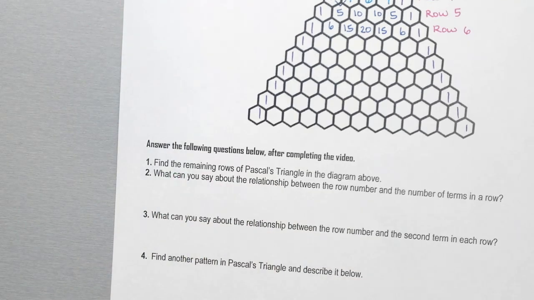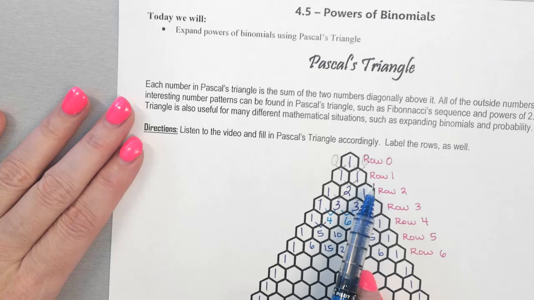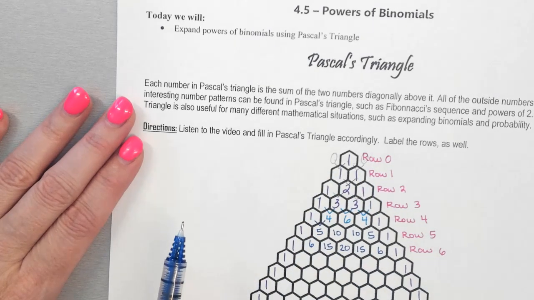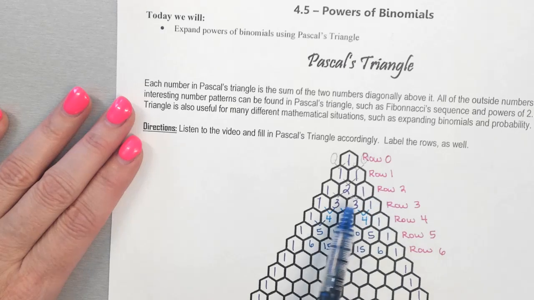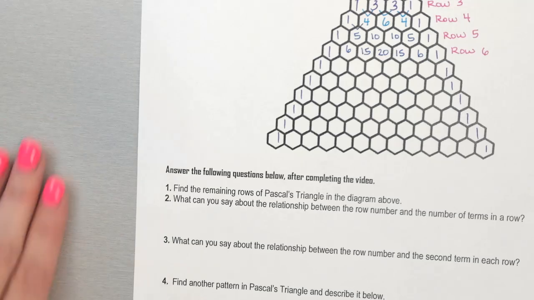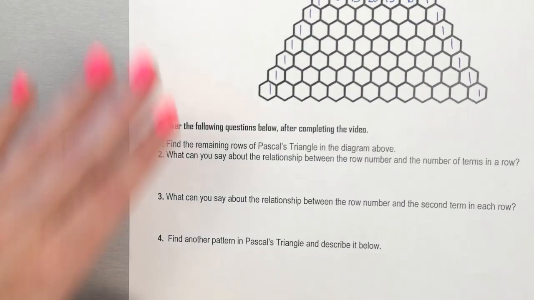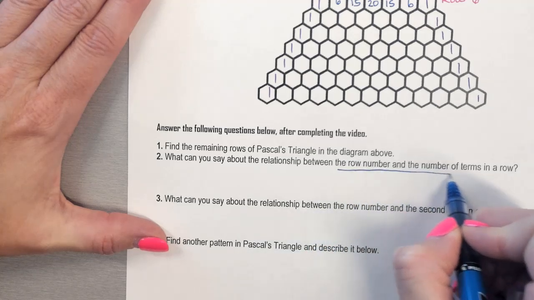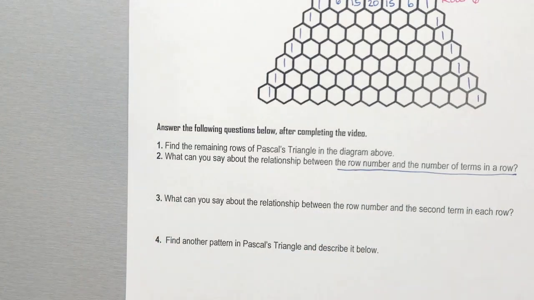What can you say about the relationship between the row number and the number of terms in each row? So in row 1, you have 2 terms. In row 0, you have 1 term. Okay, and row 2, you have 3. In row 3, you have 4. So you should say something about how the row number is 1 less than the number of terms, or you can say the number of terms is 1 more than the row number.